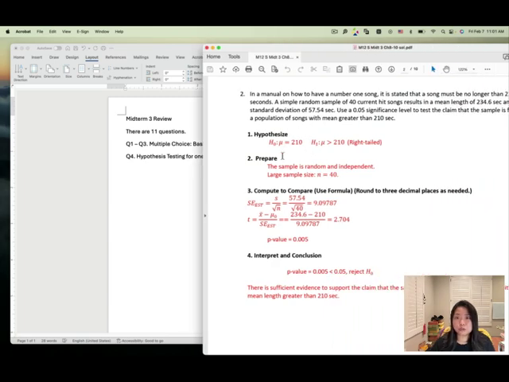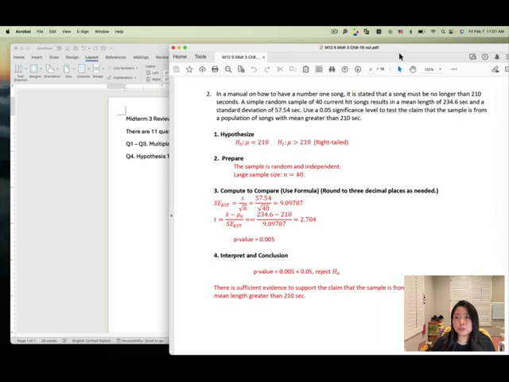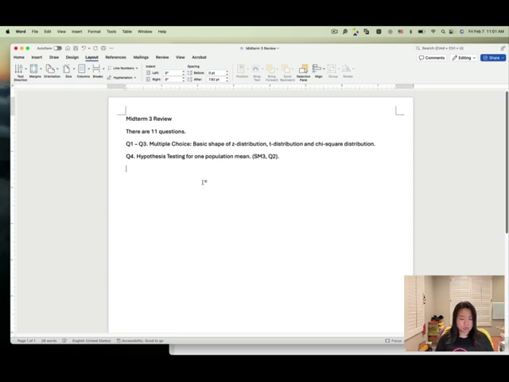This is talking about the hypothesis testing for a population mean. When you read the questions, if they provide the mean, standard deviation, and also the claim statement, they will be talking about the sample mean. One population, that will be the mean equal to a number. Okay, similar questions.